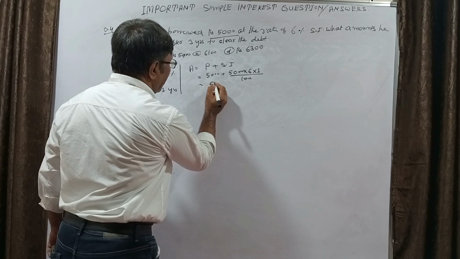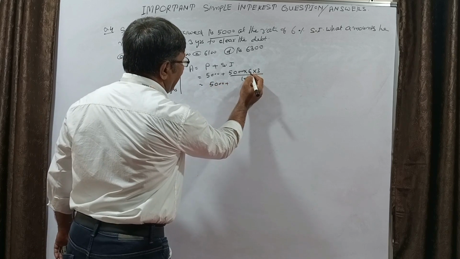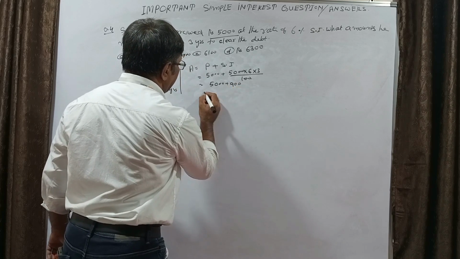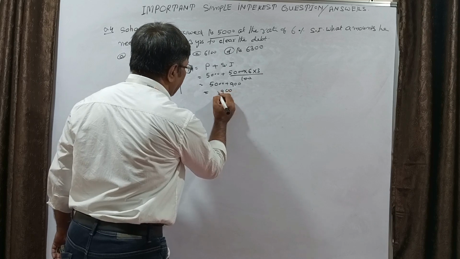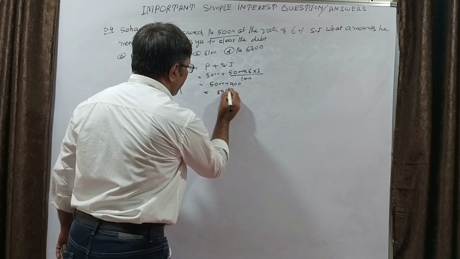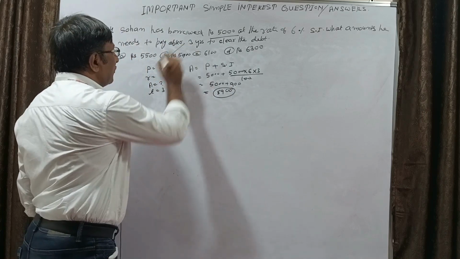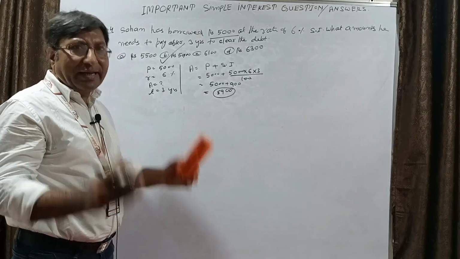So we will get how much? 5000 plus 6 threes are 18, 18 fives are 90 and there is a 0, so 900. If we add this number, we will get 0, 0, 9 and 5. So this is 5900. So option B is 5900 rupees. This is our correct answer.